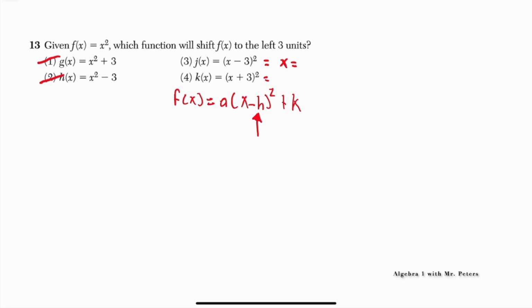answer choice number 3 is going to be x is equal to 3, meaning a shift to the right 3. And then x plus 3, when we set that equal to 0, is going to be x is equal to negative 3. So the answer choice here is going to be answer choice number 4.